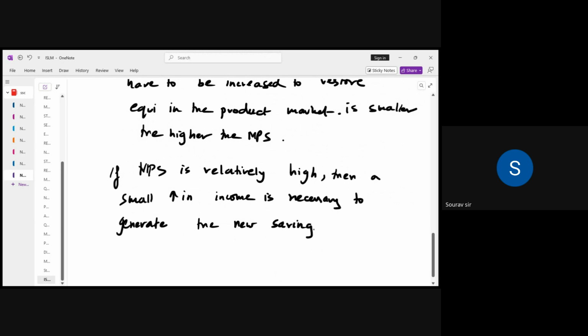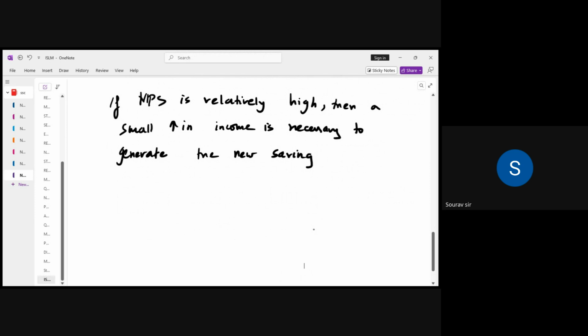required to support new investment, which will be caused by a fall in the rate of interest. So if MPS were low... Okay. Now, factors which shift the IS curve.